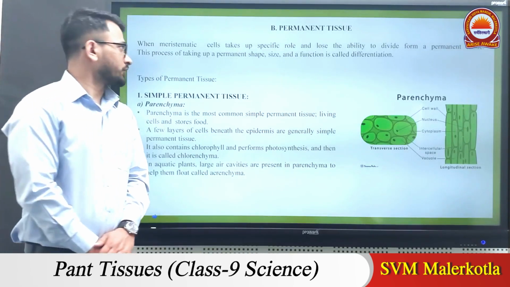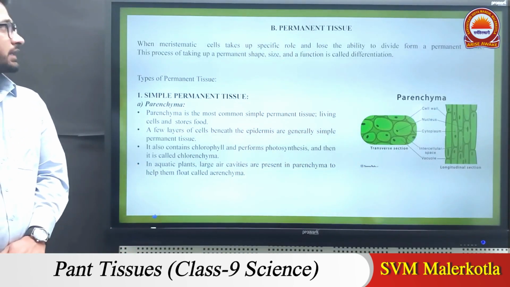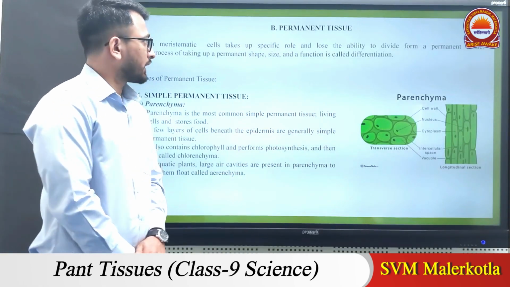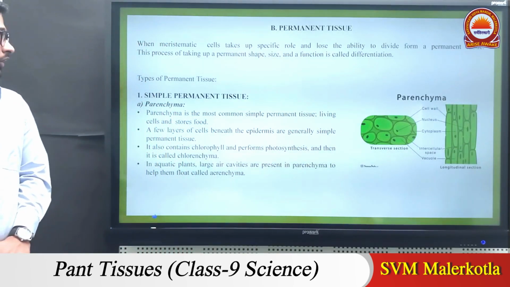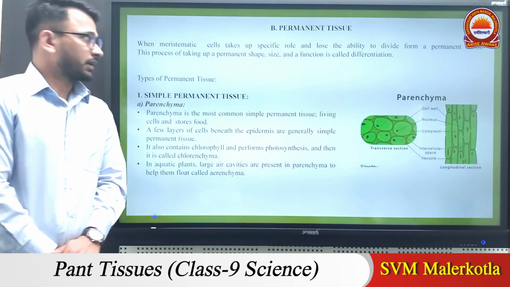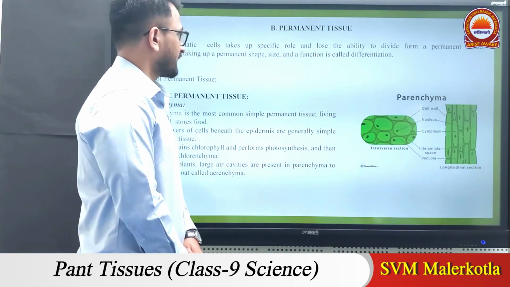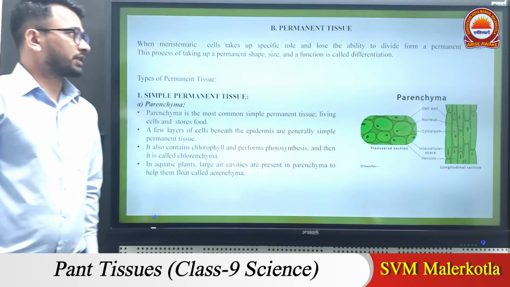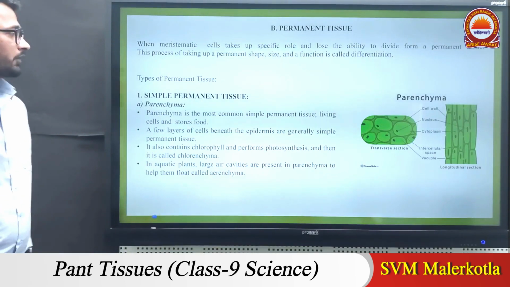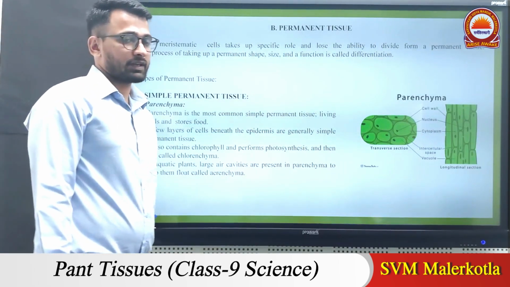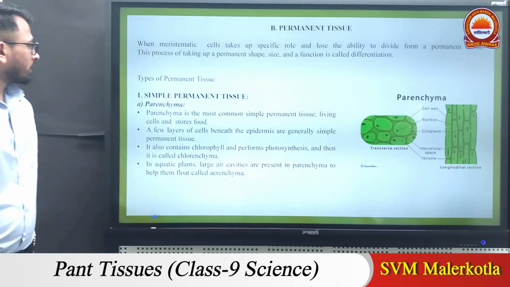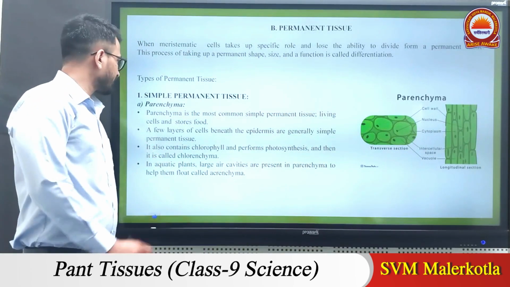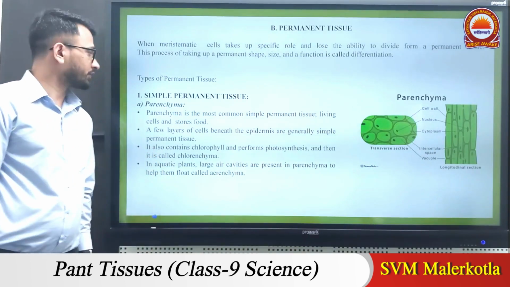Then permanent tissues. When meristematic cells take up a specific role and lose the ability to divide, they form permanent tissues. The process of taking up a permanent shape, size and function is called differentiation. Permanent tissues are again of different types, like simple permanent tissue and complex permanent tissue. First we will discuss simple permanent tissues.